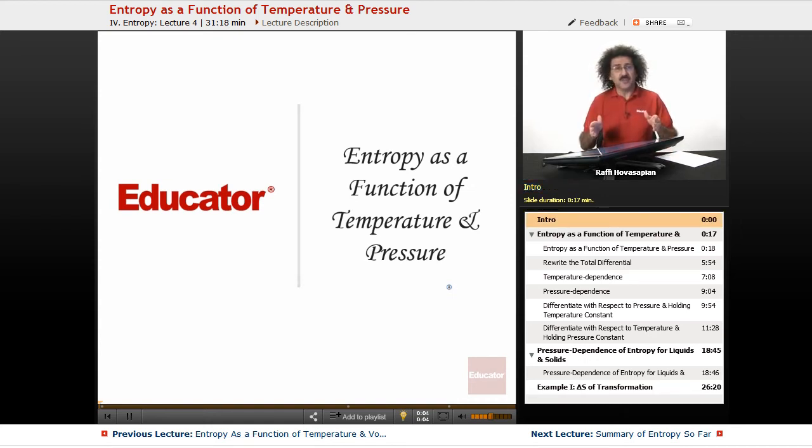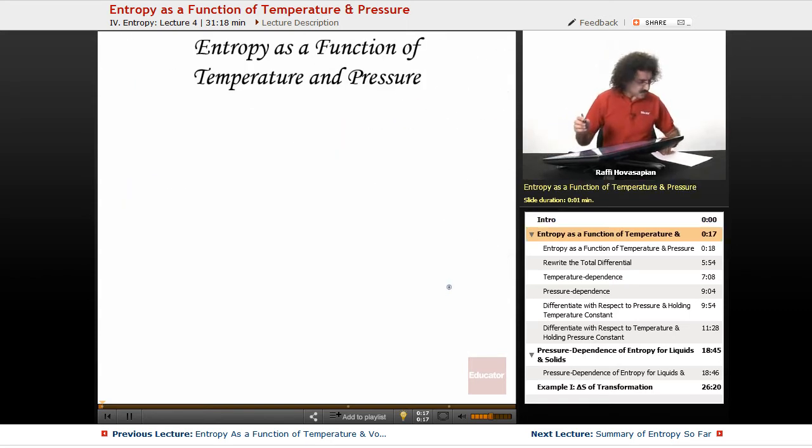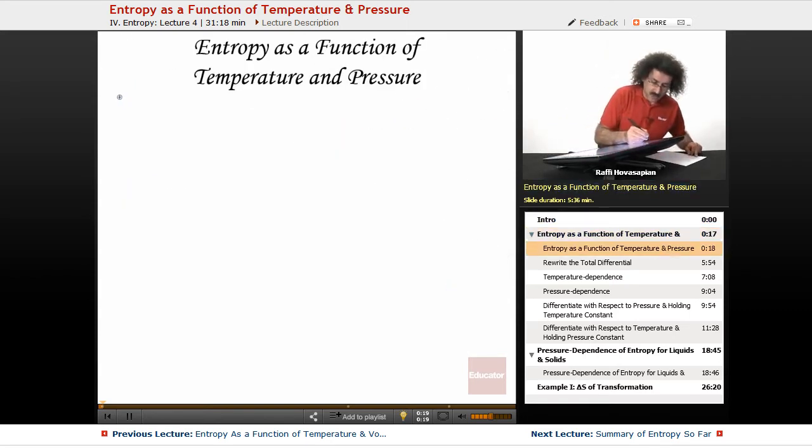So in the previous lesson, we discussed entropy as a function of temperature and volume. In this lesson, we're going to do the same thing, and we're going to discuss entropy as a function of temperature and pressure. So let's get started. Okay, so let's take entropy as a function of temperature and pressure.